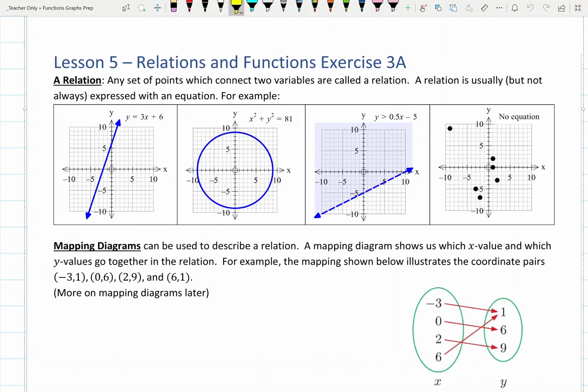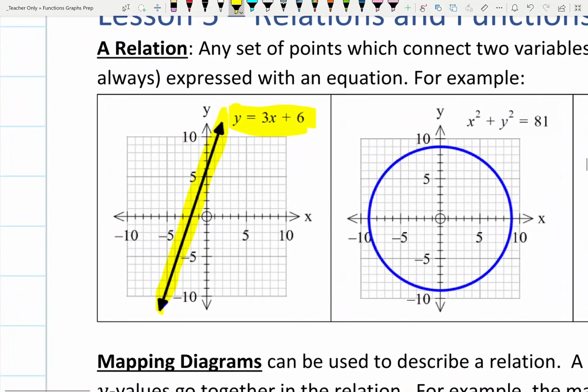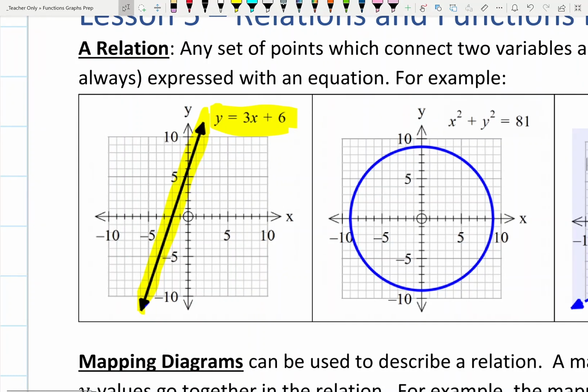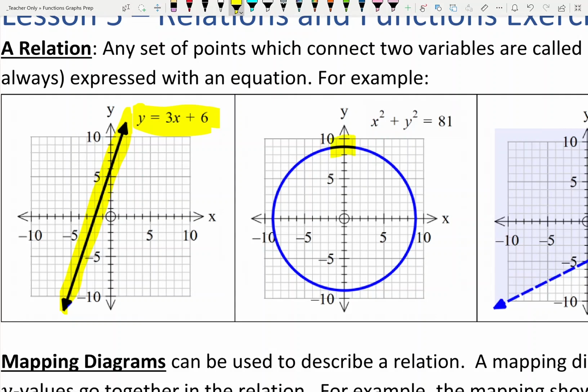So some of the relations that we're familiar with, a straight line is a relation, okay, and we know that in this particular example, y is connected to x, in that y is 3 lots of x plus 6. We can work out any y value using that rule. Another example of a relation is a circle, and we've got a basic relation of a circle, I beg your pardon, which is x squared plus y squared equals the radius squared. So in this case, the radius is 9. 9 squared is 81. We'll be looking at circles quite a bit more extensively later in this chapter.